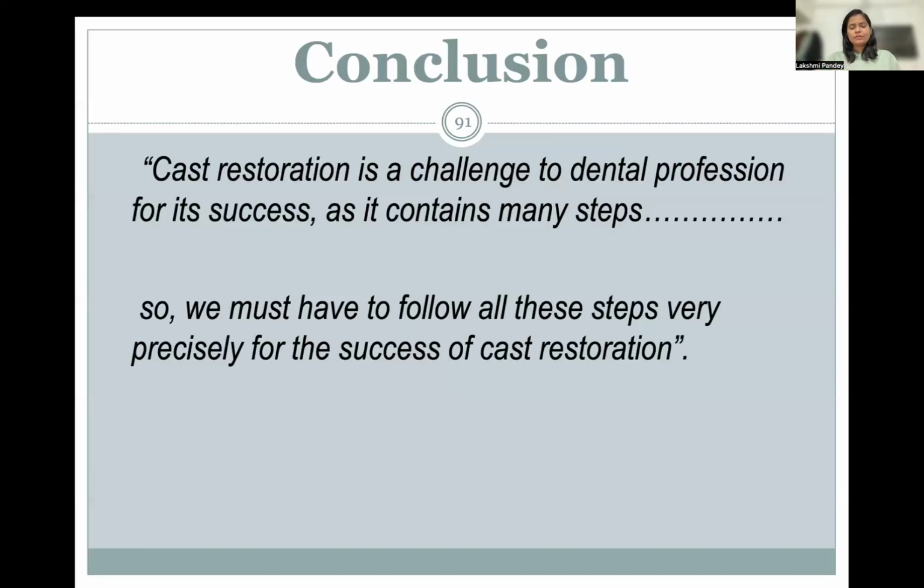So I would like to conclude. Cast restoration is a challenge to the dental profession for its success, as it contains many steps, obviously. So you must follow these steps very precisely for the success of cast restoration. So I hope all of you have understood.